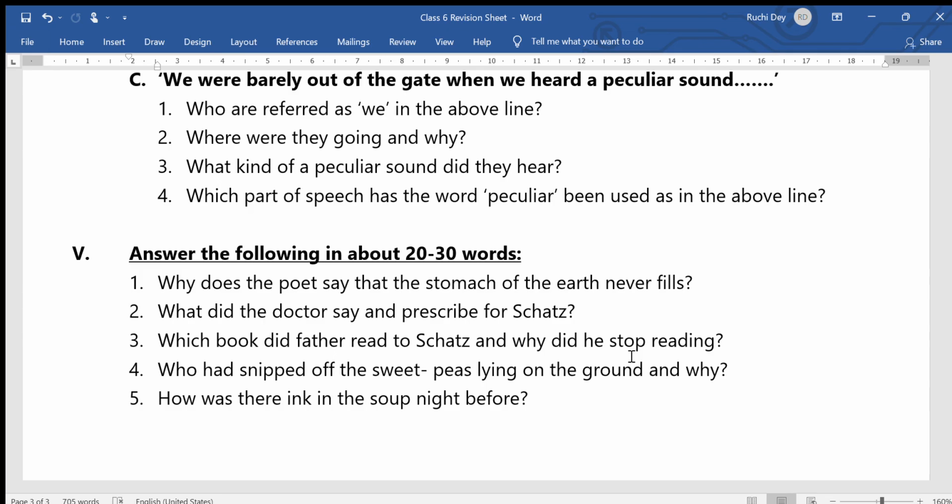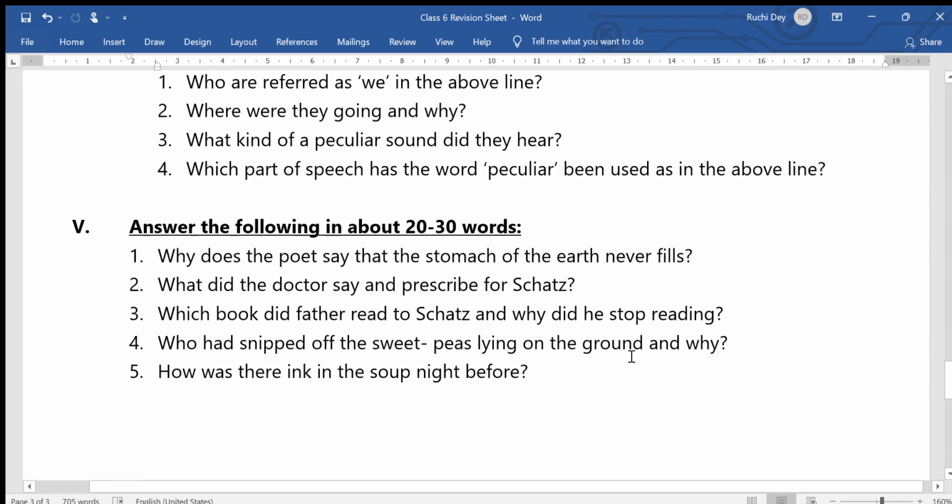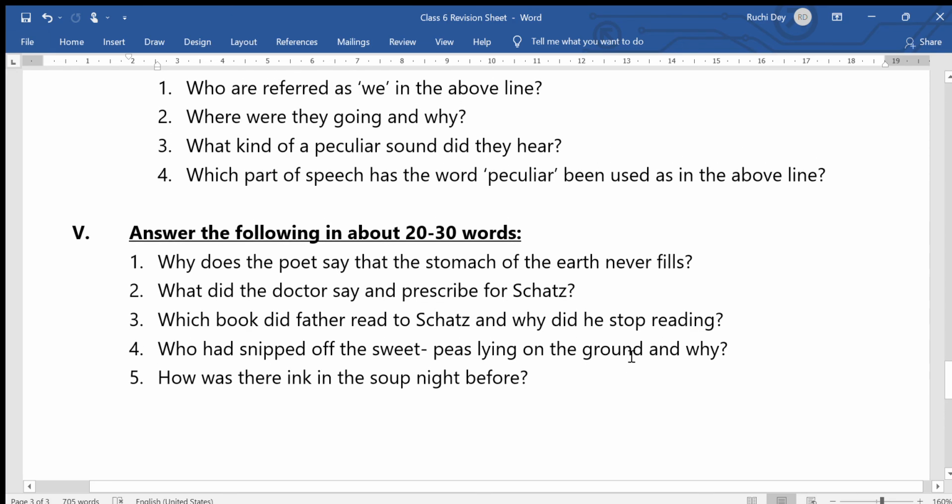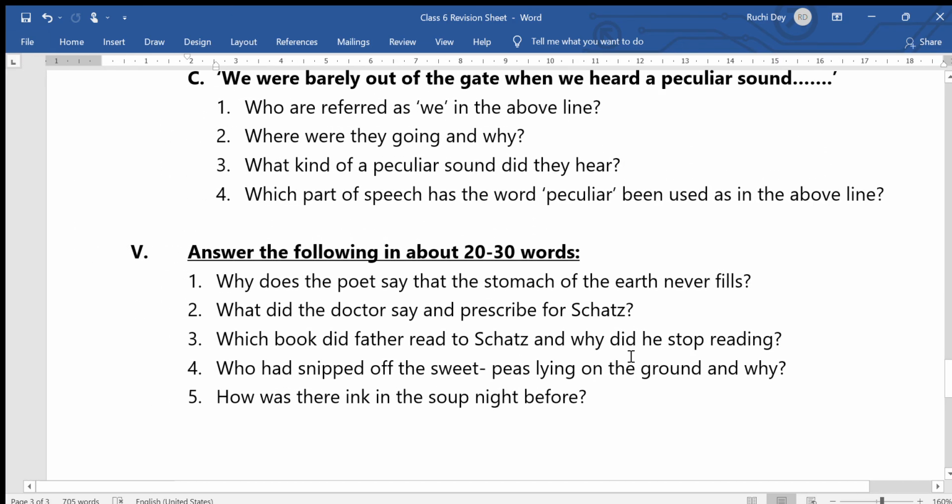Well, that's it from my end. Very, very good revision for you all. Practice, do read as much as you can. You can be very, very clear with your concepts only and only if you start reading your story very well.